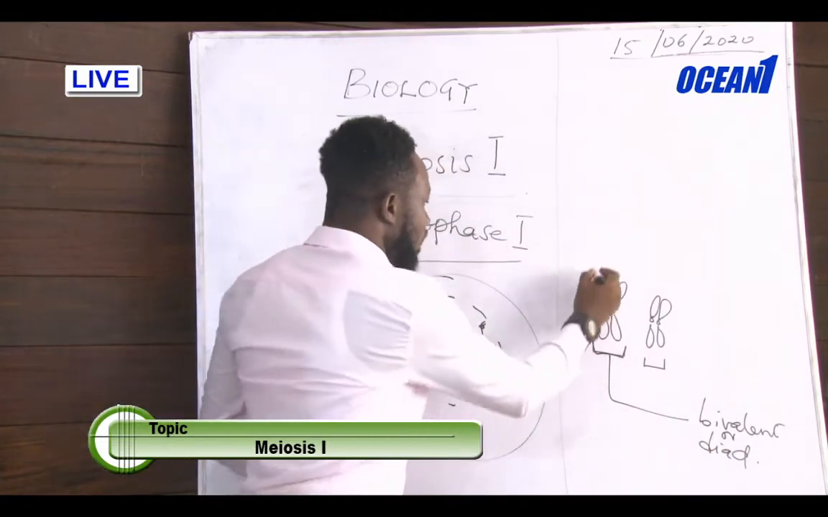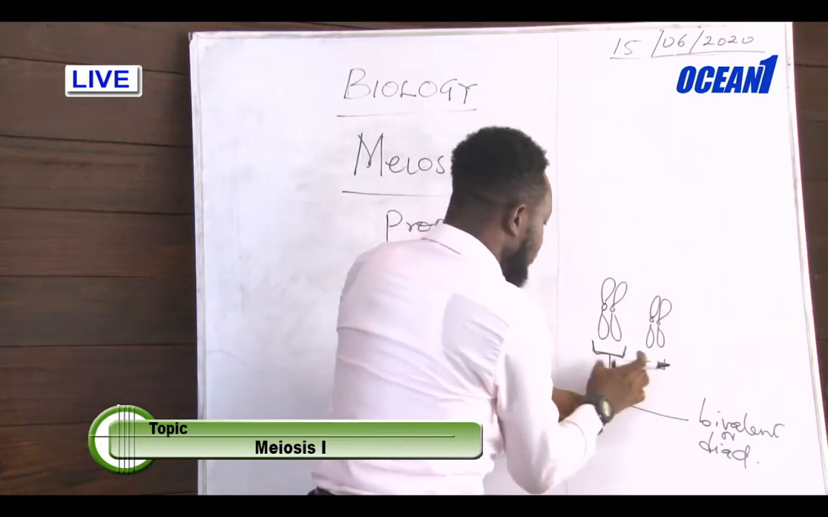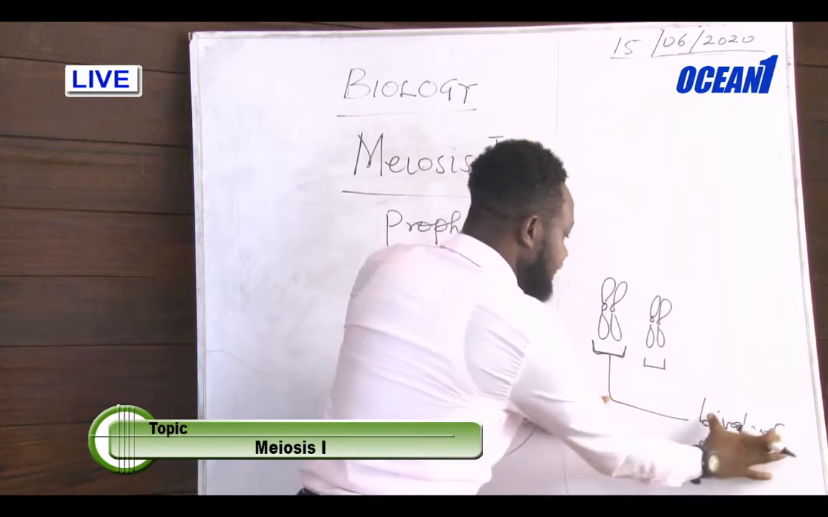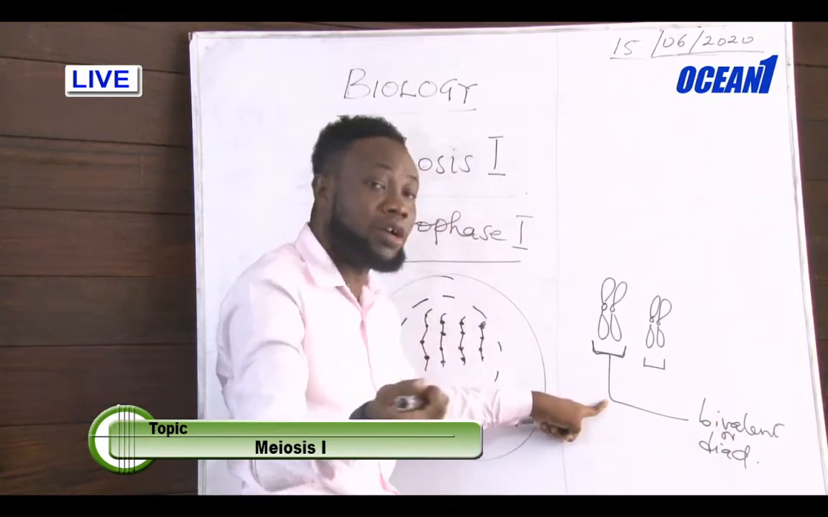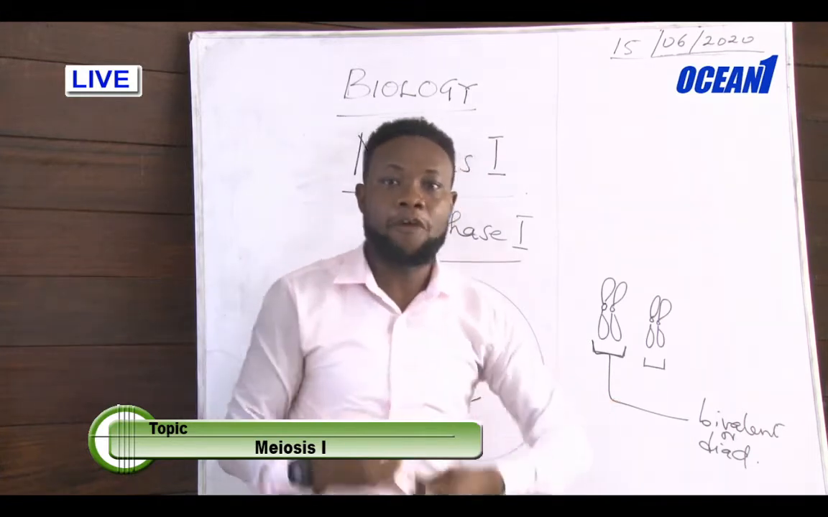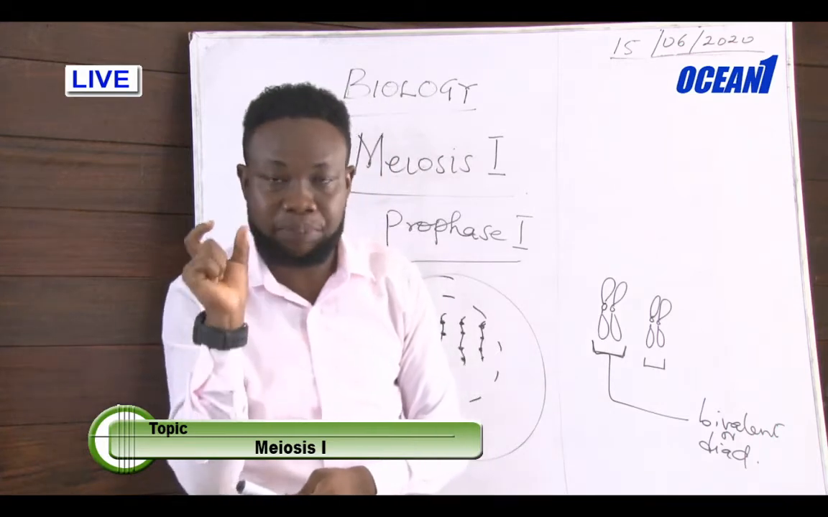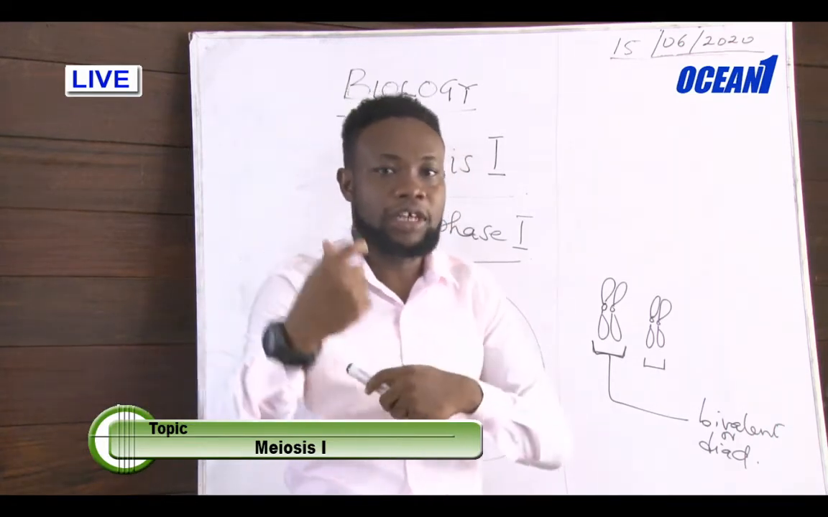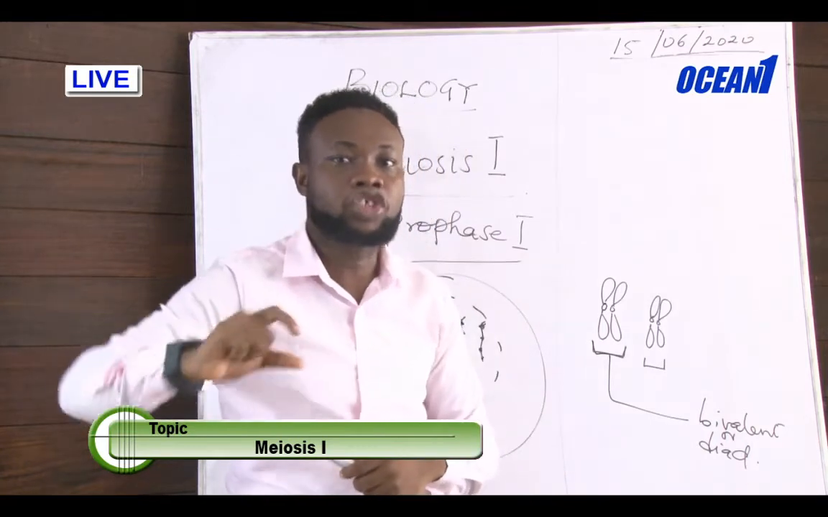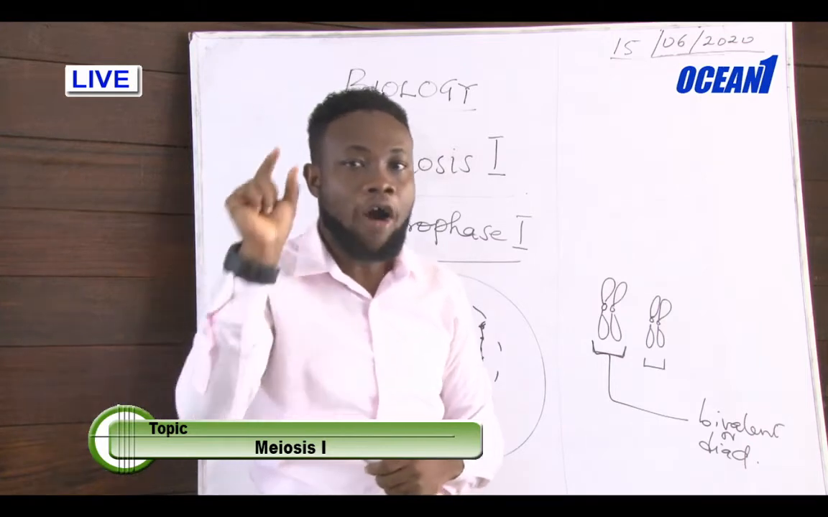You see, so when we bring, this is a bivalent, this is another bivalent. So it is a bivalent or what? A dyad. And the bivalent is as a result of synapsis. So the pairing of homologous chromosomes leads to the formation of what? A dyad. Please, let's put these steps in mind, right? So the formation of synapsis results in the formation of what? A bivalent or a dyad.